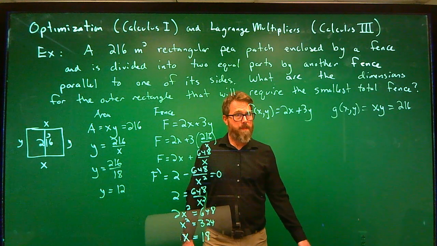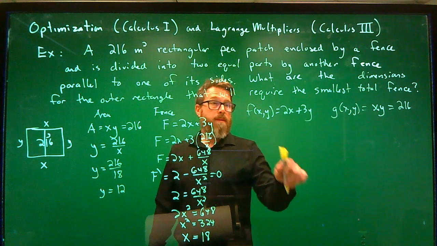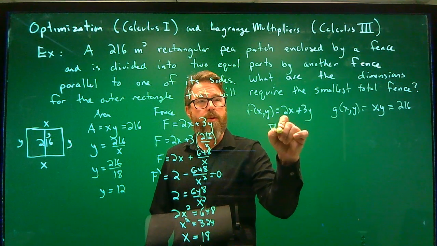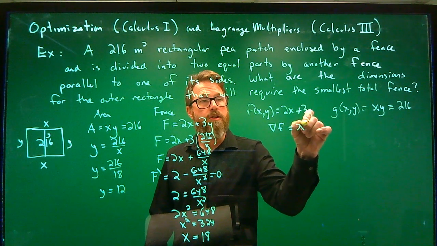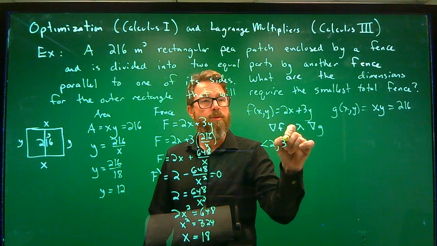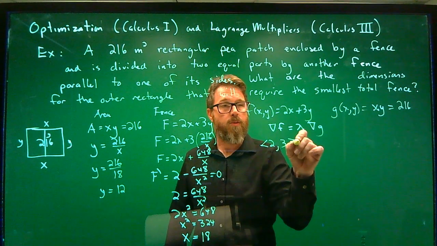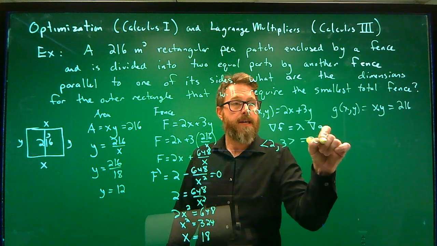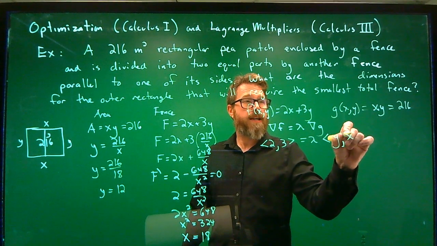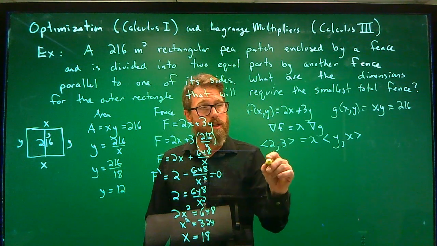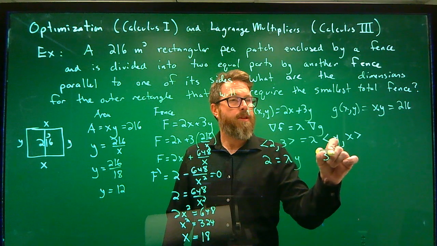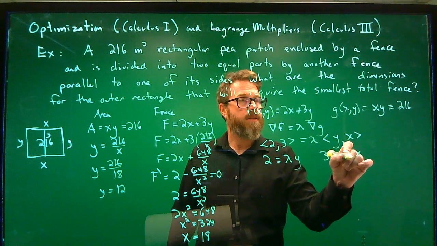Okay, so we know that maxes and mins happen when their gradients are parallel. So this is when the gradient of f is parallel to the gradient of g. The gradient of f is going to be 2, 3, the derivative with respect to x and the derivative with respect to y, and this is going to be lambda times the gradient of g: the derivative with respect to x is y, the derivative with respect to y is x. And then we set their components equal. So 2 is equal to lambda y, and 3 is equal to lambda x.